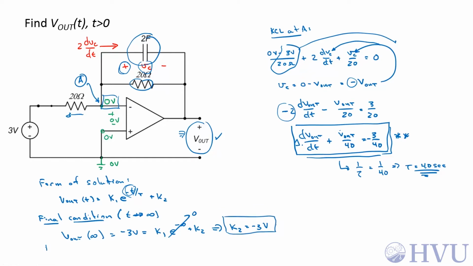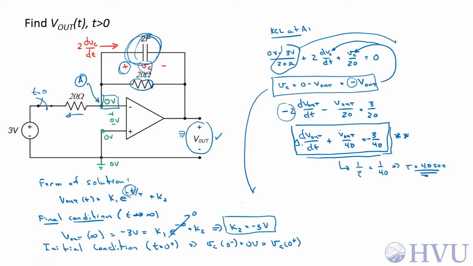Now finally, let's take a look at the initial condition. So t equals 0 plus. Just before this switch closes at t equals 0 minus, there's no voltage applied to the capacitor. If we assume that that switch has been open for a long time, this capacitor can have no energy stored in it. So V sub c at t equals 0 minus is equal to 0 volts. Capacitors can't change their voltage instantaneously, so this is V sub c at t equals 0 plus. And we already said that V out is equal to minus V sub c up here. So V out at t equals 0 plus is equal to 0 volts.